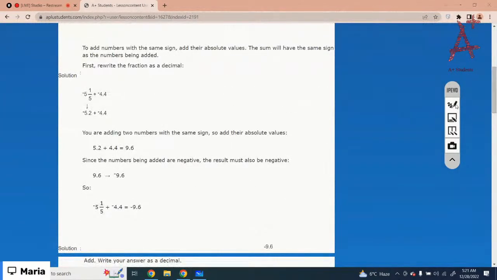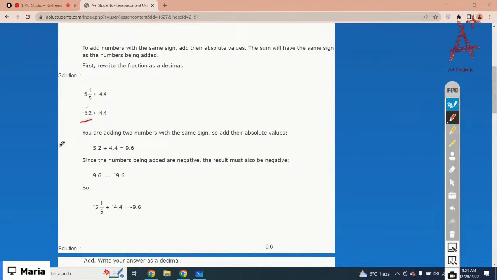Okay, to add numbers with the same sign, the sum will have the same sign as the numbers being added. Both the numbers are negative, so the answer must have a negative sign. Got it? So just add the numbers, either write both of them as fractions or both of them as decimals. So what we did, we just converted negative 5 whole 1 by 5 to the decimal. Got it?